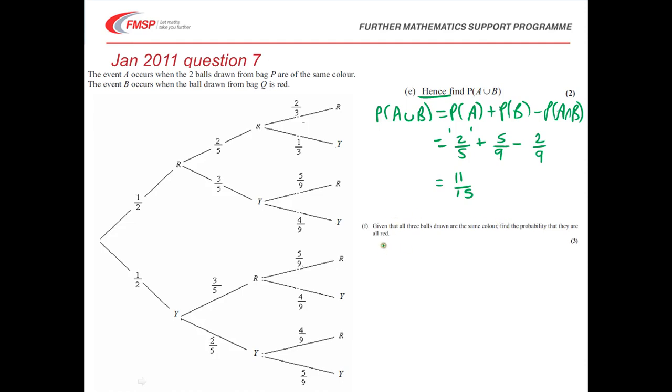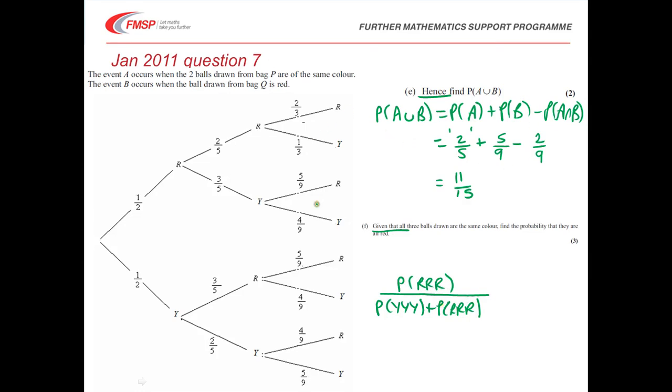It then says for part F, given that, so again we're dealing with some form of conditionality, given that all three balls drawn are the same colour, so that is what would live on the denominator of the fraction. So we're either dealing with yellow, yellow, yellow, or we're dealing with red, red, red. Find the probability that they are all red. So it's the probability of red, red, red over the probability of yellow, yellow, yellow plus red, red, red.